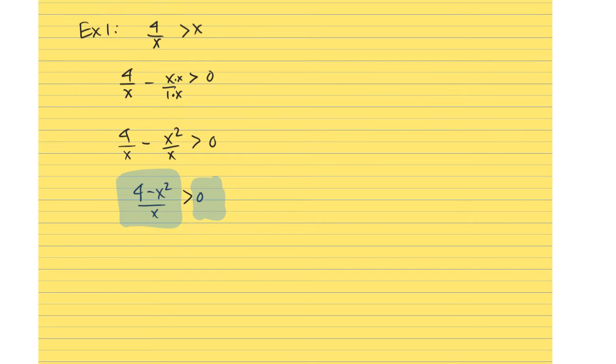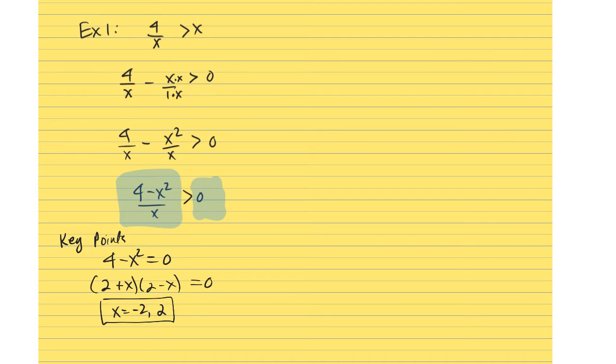Okay, that's step 1. Now, step 2 is to solve for when the numerator is equal to 0, this is me getting my key points. Okay, and let's see, that's a perfect square. So this will happen when x is -2 and when x is 2. So those are my key points for when the numerator is 0. So that would give me 0 over -2, which is 0, or 0 over +2, which is 0.